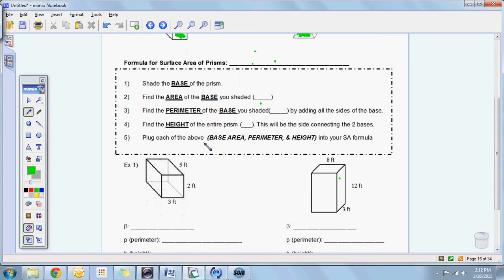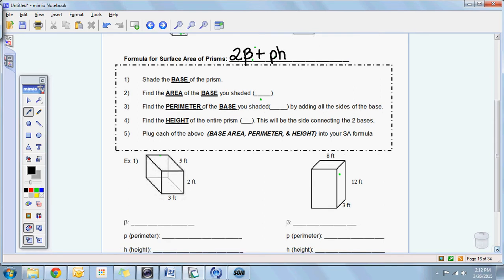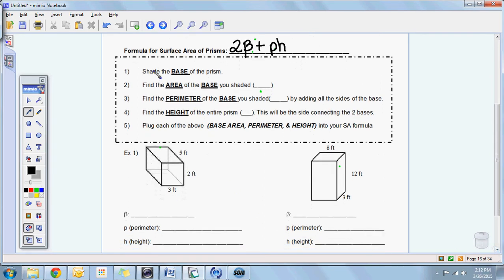All right, so we're going to be doing surface area of prisms, and the formula for that is a little bit lengthy, but you're going to become familiar with it. 2 times the base area, that's what this funky looking B means, plus the perimeter times the height. Now we're going to break each of these steps up into pieces so they're a little bit more manageable, okay? So stick with me here. We're going to do it step by step, doing this example, okay?